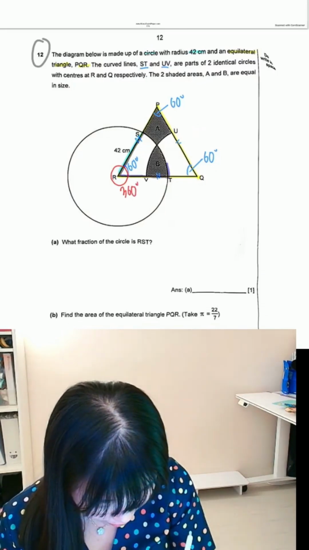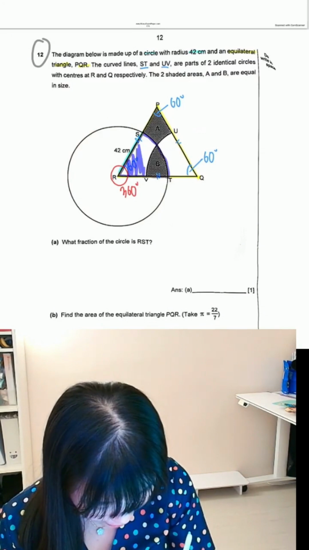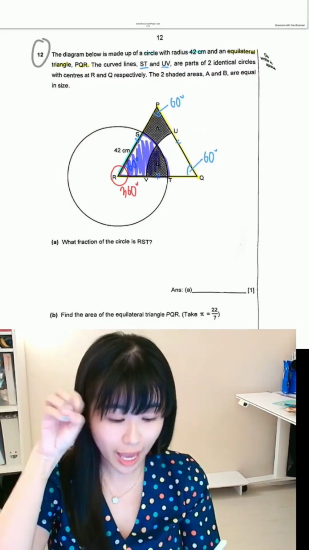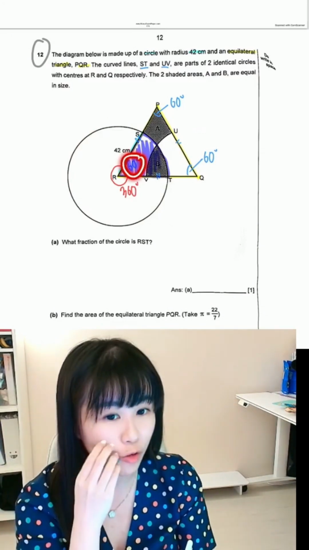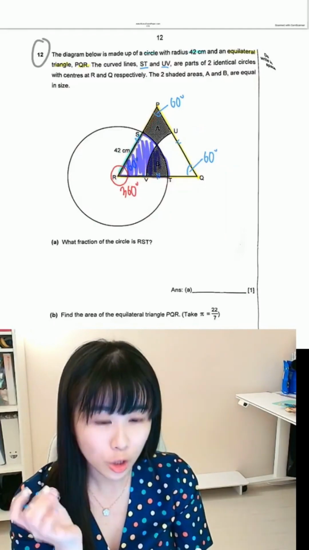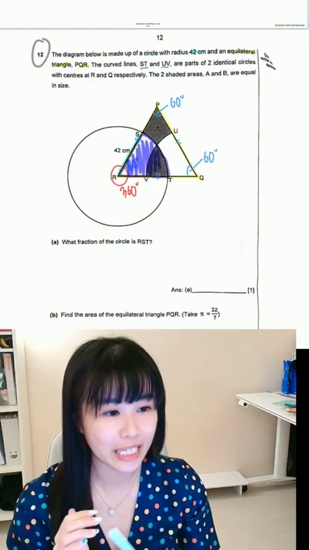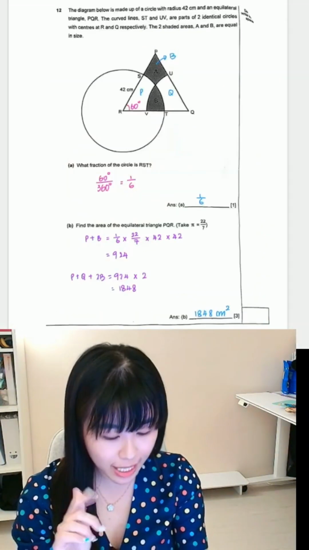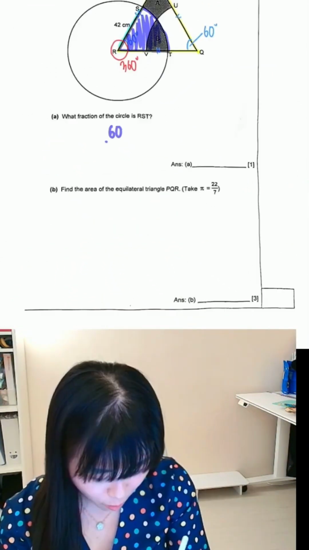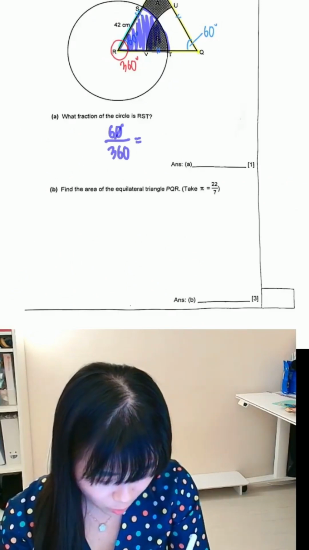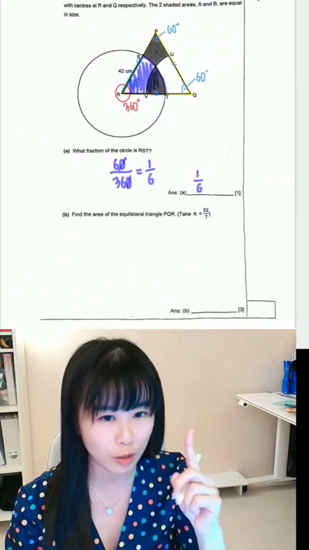This one, your RST, like this, is part of that circle. And part of that circle, it occupies 60 degrees, because it comes from the equilateral triangle. So if it occupies 60 degrees out of that 360 degrees, what fraction is it? 60 over 360. That's how you get 1 over 6. The answer is 1 over 6. Yeah, a bit of a mixture of your circle and geometry.